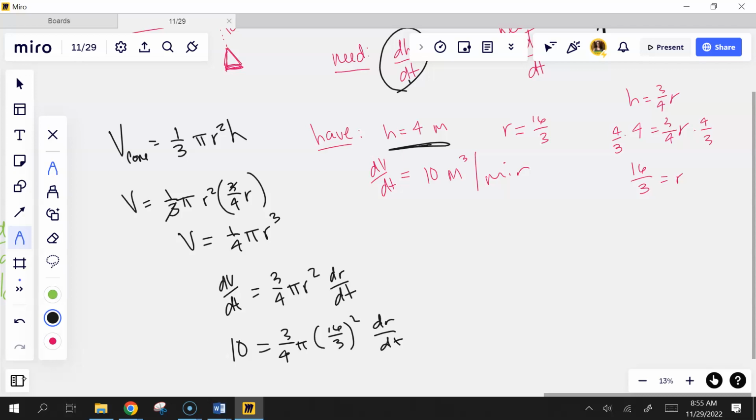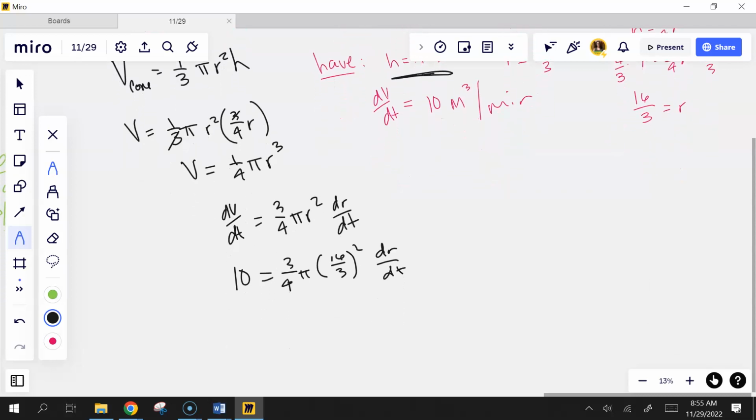I don't know. Somebody tell me what you get. I was sitting here trying to do it in my head. 16 cubed, 16/3 squared times 3/4 is 64/3.